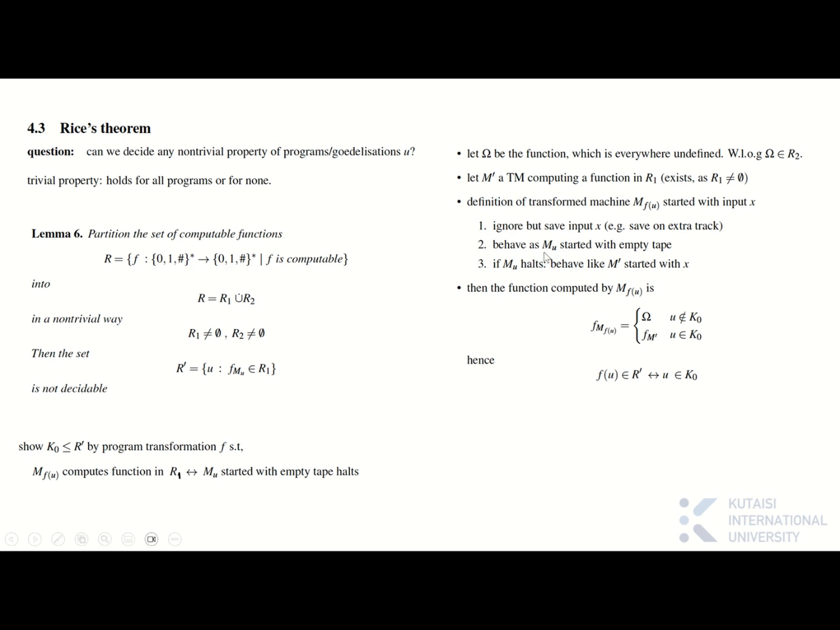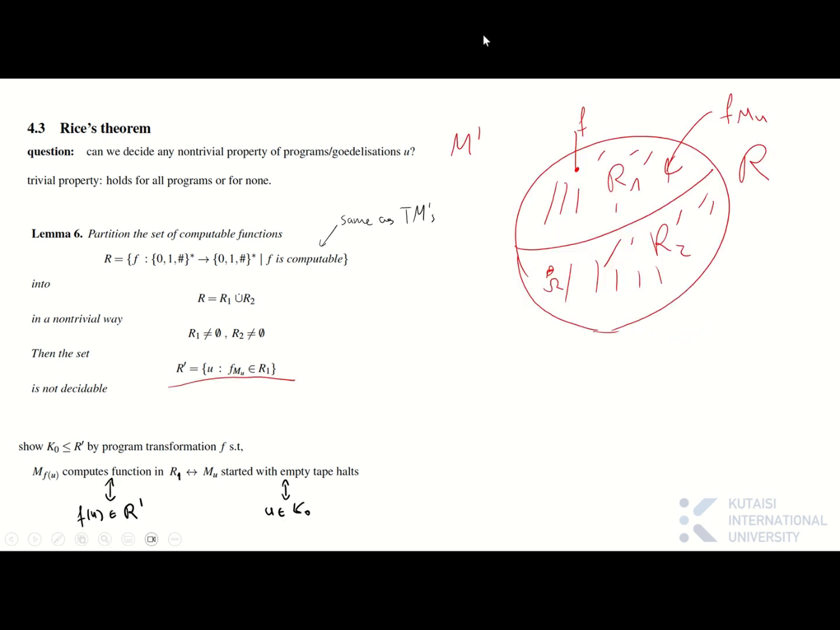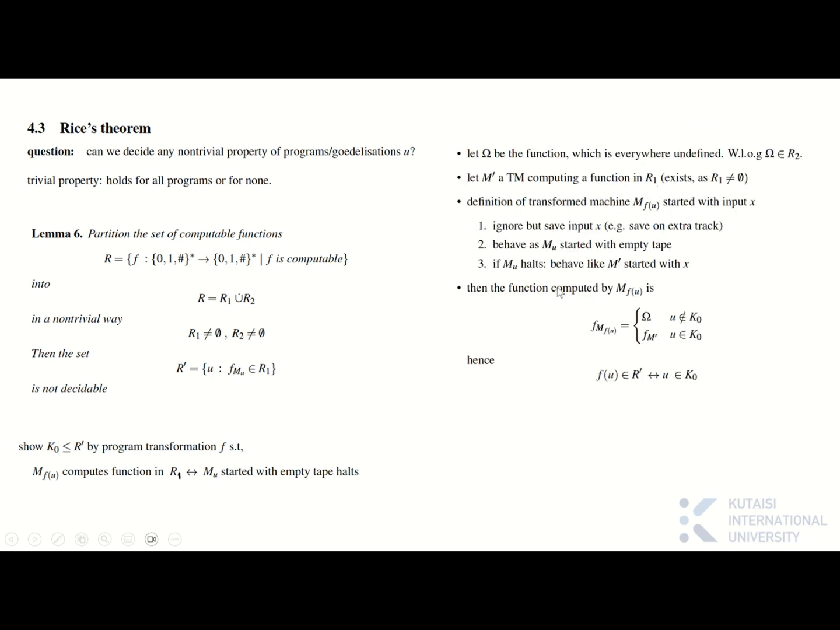Then again, behave exactly like mu started with empty tape. So it kind of emulates the previous proof. Now there are two possibilities, mu halts or does not halt. That basically means U is in K0 or not in K0. So if mu halts, then I behave exactly like this machine M prime that I know exists. I just picked one machine, whatever that is. I behave like M prime, but started with input X, which I saved. So this is the trick.